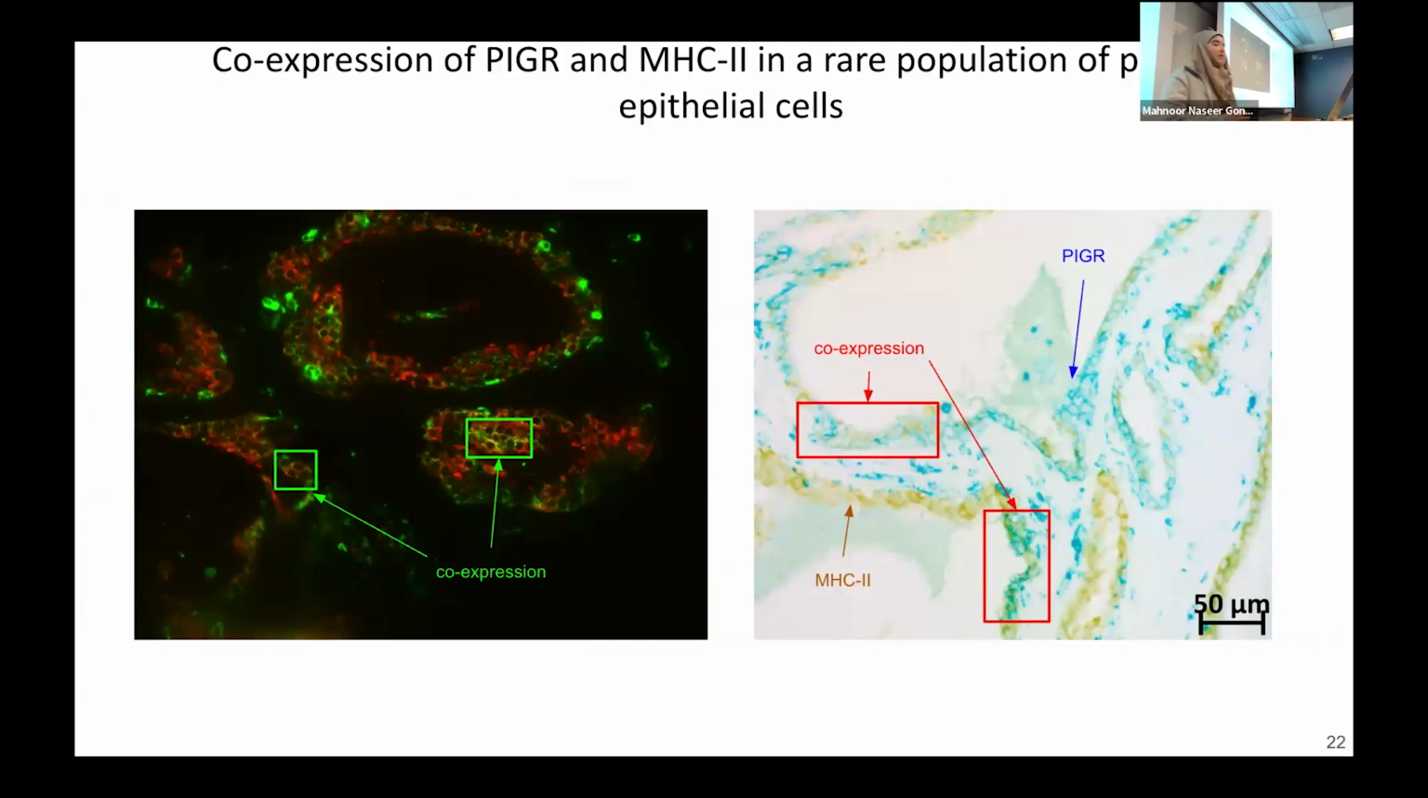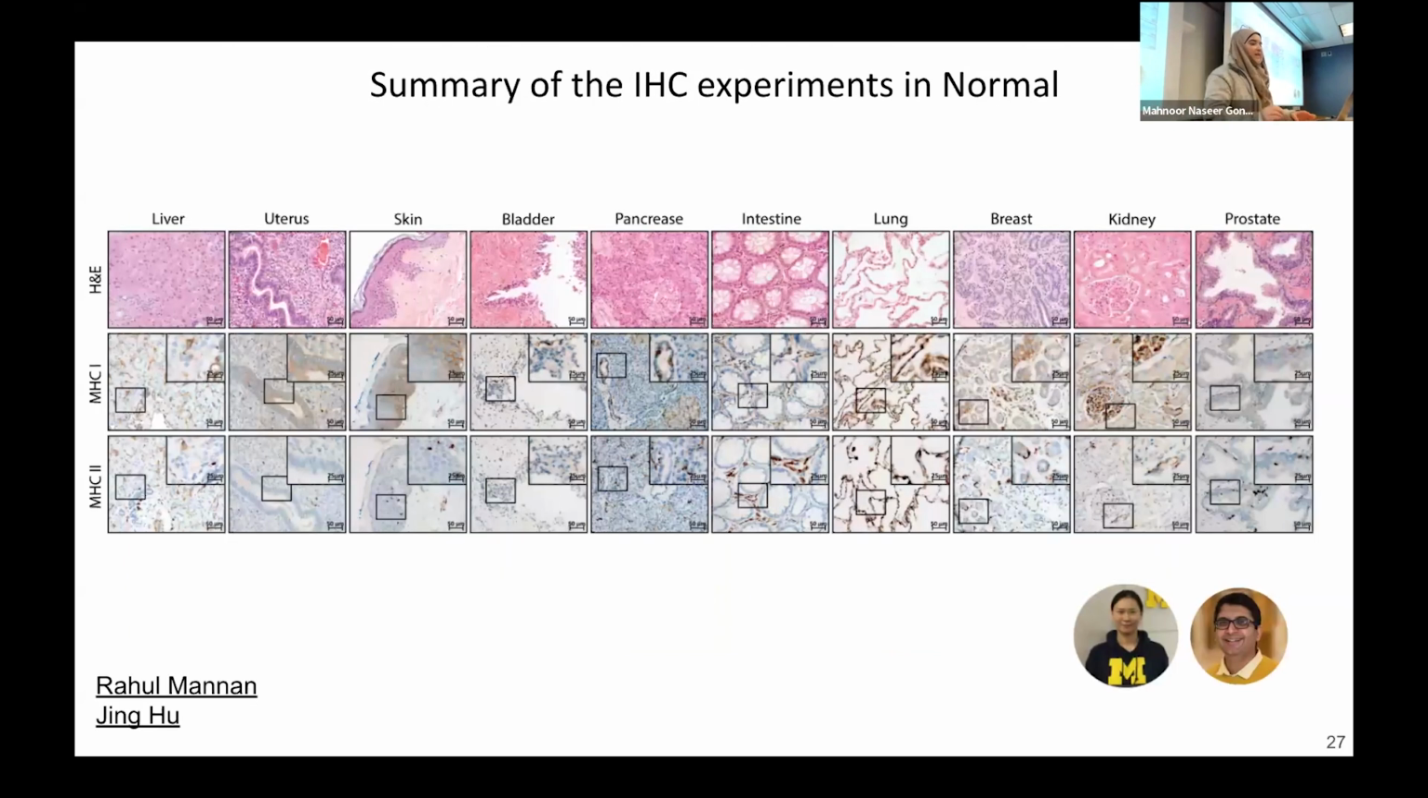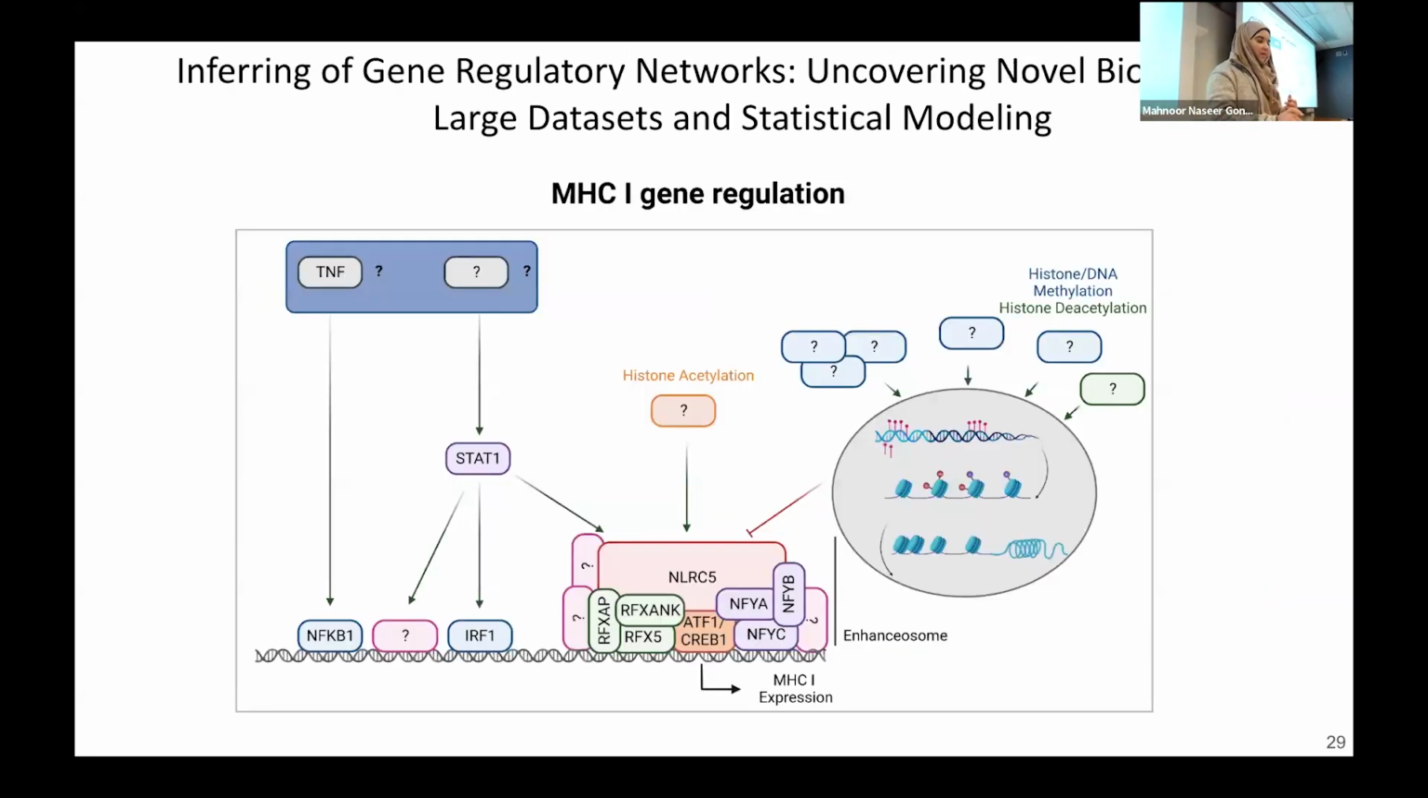We also did some co-expression analysis of PIGR and MHC class 2, and we saw that in a rare population of prostate epithelial cells, we have co-expression. This is something which was not known before. We observed this in a normal setting and then validated it in the wet lab setting. And then we had some additional validation. I'm not going to go into all of them, but all of our single cell observations except one were validated in the wet lab setting.